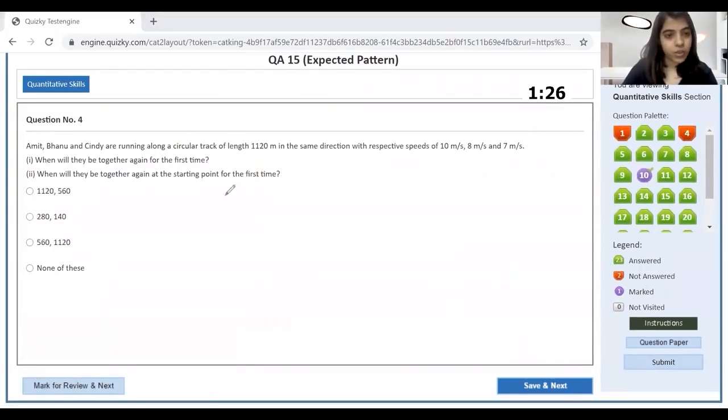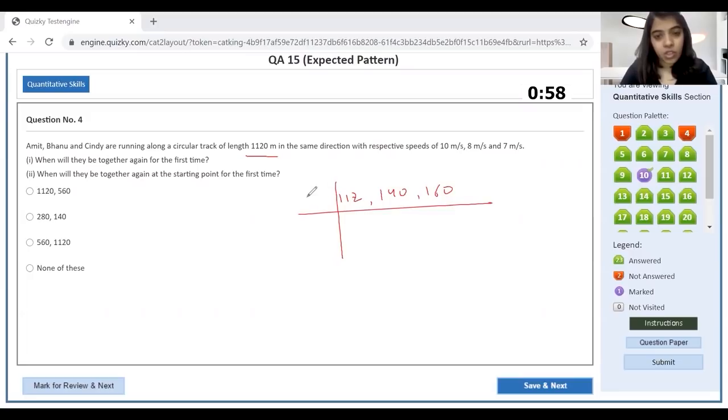Okay, so this one, let's just quickly do it. 3 people run around a circular track, with respective speeds of 10, 8, and 7. When will they be together again for the first time? At the starting point. So we know they will be together at the starting point when the LCM of the respective times taken by them to come to the starting point, which is what? For 10, it is 112. For 8, it is 140. For 7, it is 160. LCM of these, so we have 20 directly. 7s are 140.